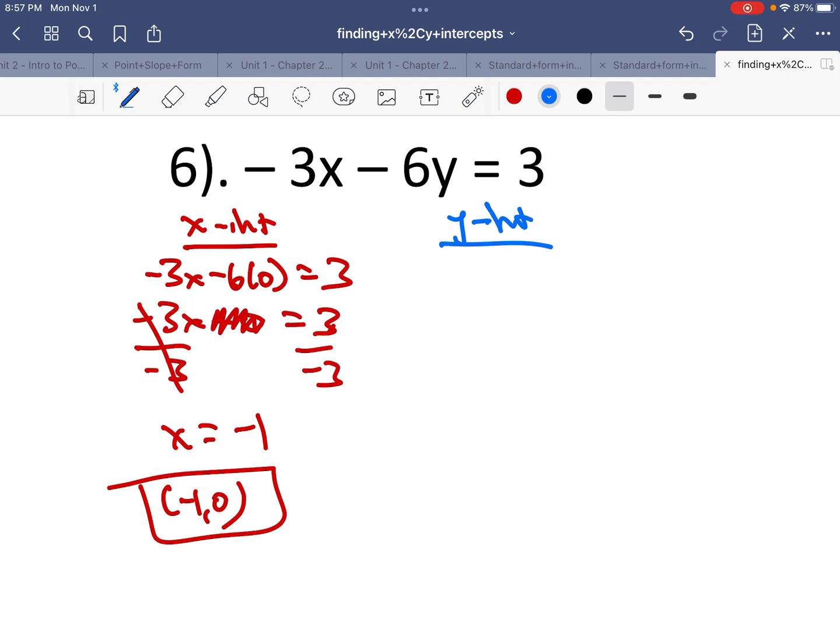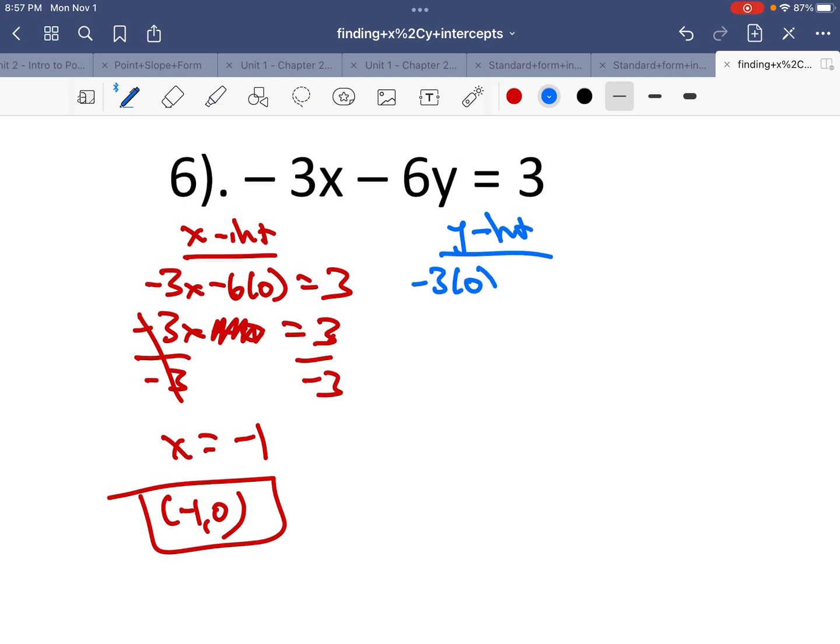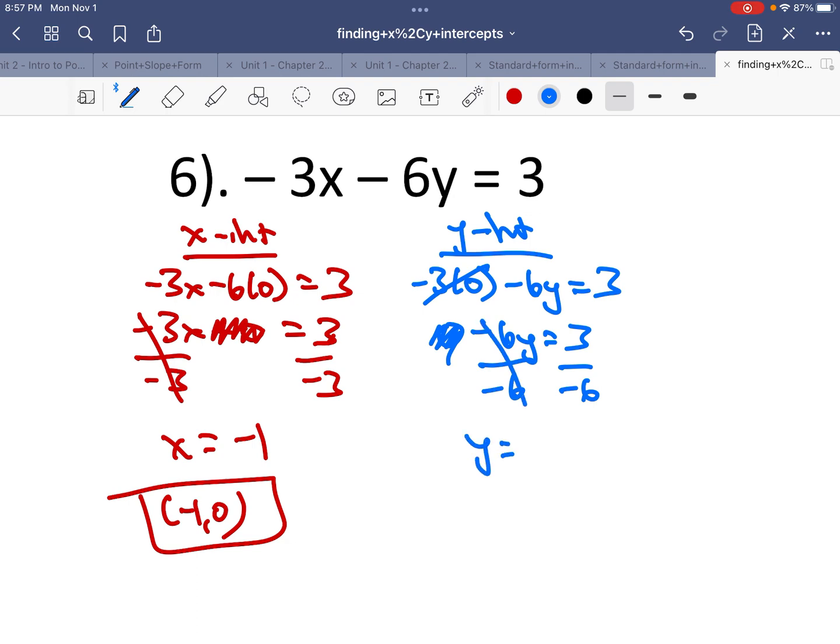Y-intercept. Let's let x be 0. Negative 3 times 0 is 0. Don't need the 0 anymore, so divide both sides by negative 6. Now on this one, remember, 3 divided by negative 6, guys, it's not negative 2. I know we kind of fall into that pattern. But remember, 6 can't go into 3, so I know it's smaller than 1. What number can go into both 3 and 6? Well, that number is 3. 3 goes into 3 once. 3 goes into negative 6, negative 2. So this is negative 1/2. So I would write that coordinate as 0, negative 1/2.